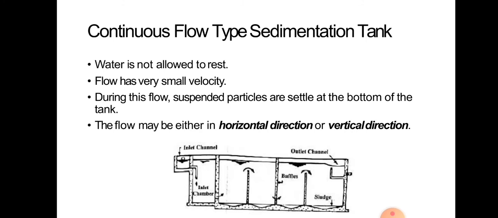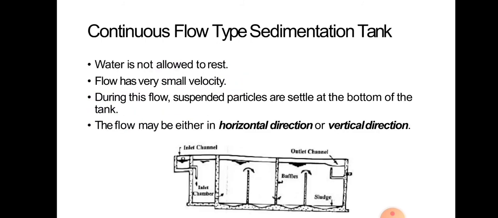So here, as I told you, the water is not allowed to rest, but it will have a slight velocity, and during this flow the suspended particles will settle at the bottom of the tank, and like I told you, it may be either in the horizontal direction or the flow may be in the vertical direction. So this is a continuous flow type sedimentation tank.